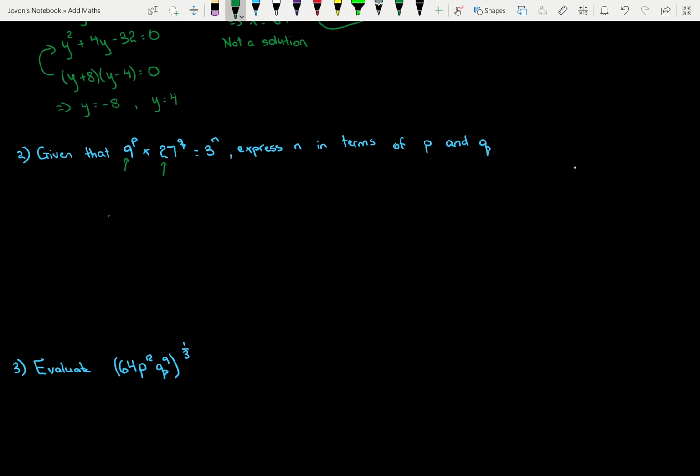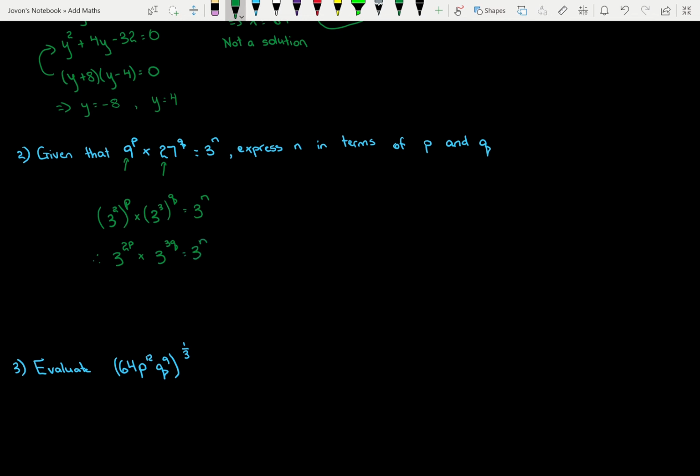So this would actually be 3 squared to the power of p, multiplied by 3 cubed to the power of q, which is equal to 3 to the power of n. Now using the laws of indices, this is a power rule. Therefore it will be 3 to the power of 2p multiplied by 3 to the power of 3q is equal to 3 to the power of n.